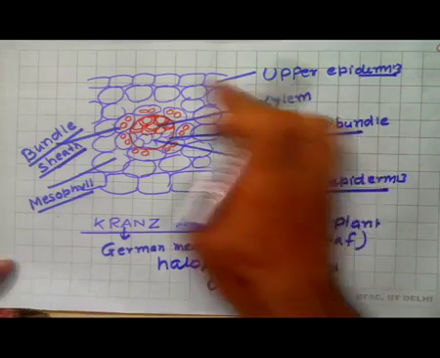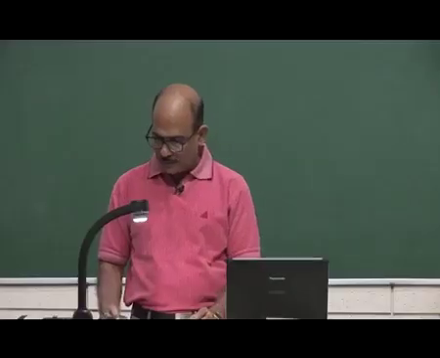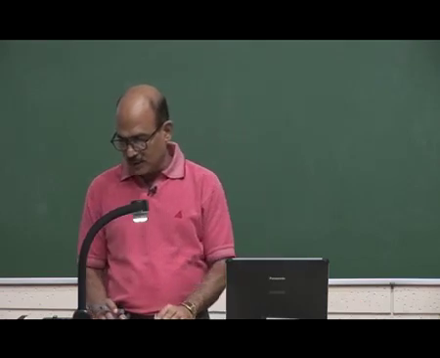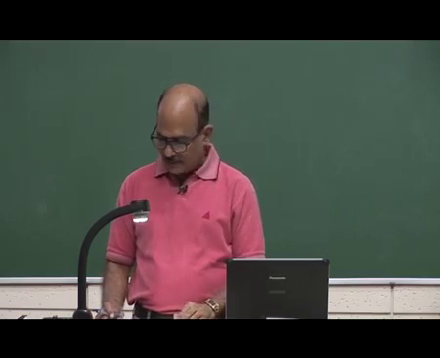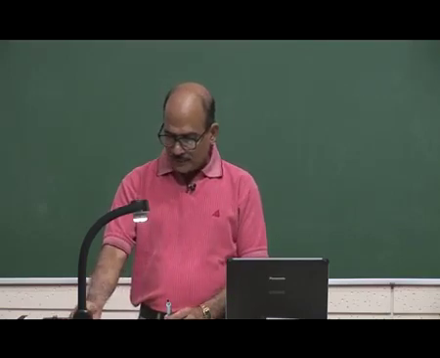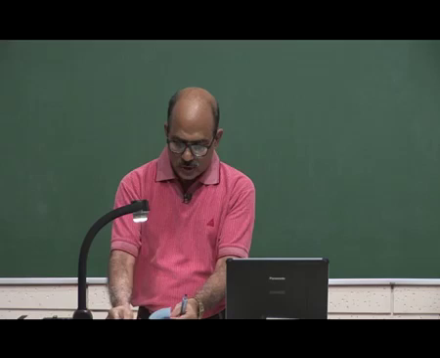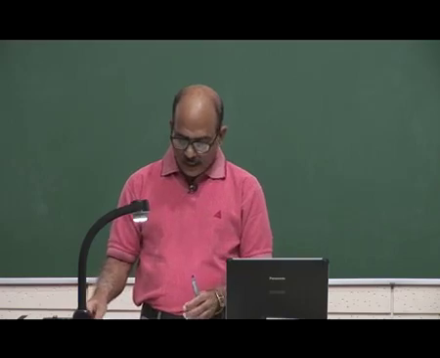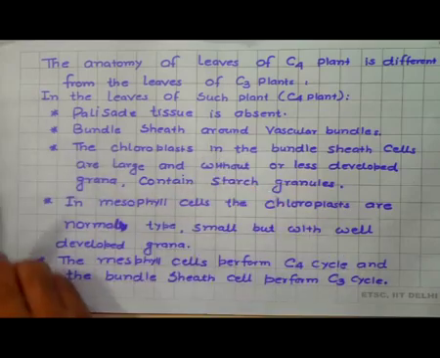Okay. So, this is the specialization type of leaf anatomy in C4 plant. That anatomy is called Kranz anatomy, where the first stable product formed is called oxaloacetic acid. In C4 plant there is a difference between the mesophyll tissues and the bundle sheath tissues. The anatomy of leaf of C4 plant is different from the leaf of C3 plant.